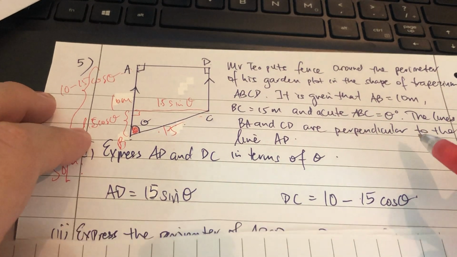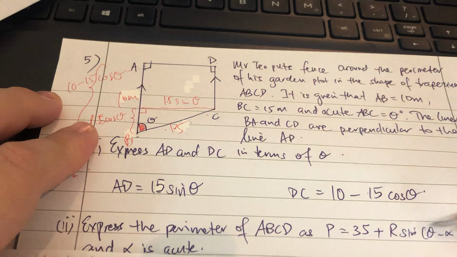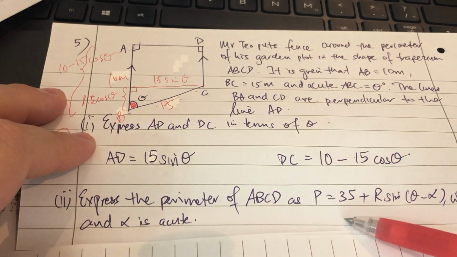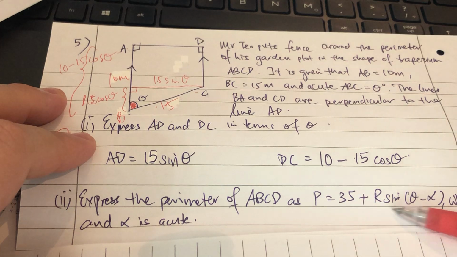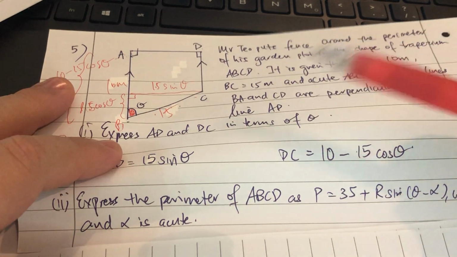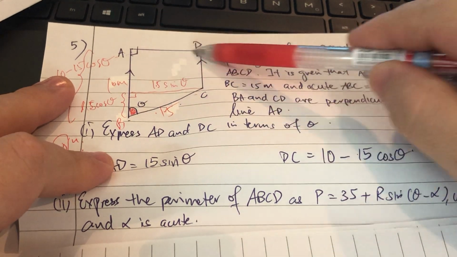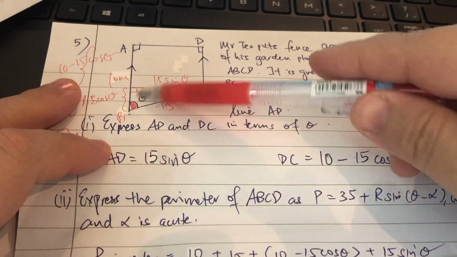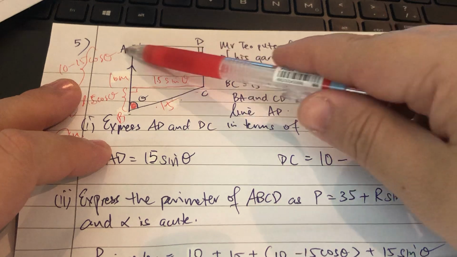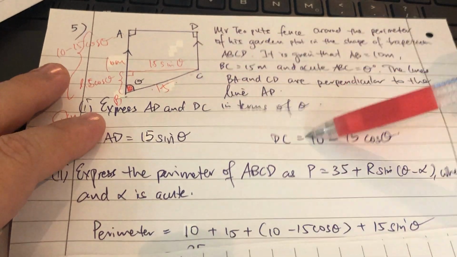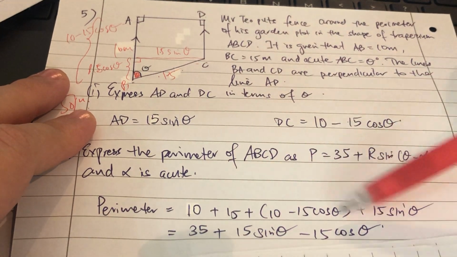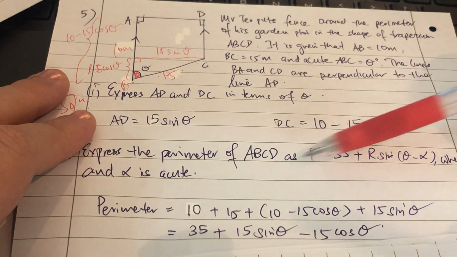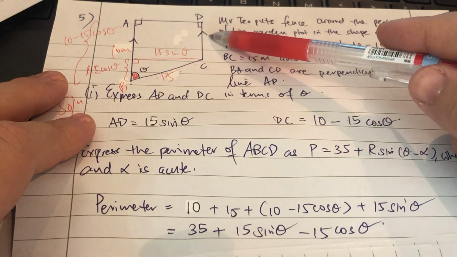Okay, and it turns out that this is a 'show that' formula question. Express the perimeter in this form. Okay, perimeter. Perimeter is AD plus DC plus this, right? So it's 10 plus 15 plus this plus this. That's why they ask you to find this. You see, they're guiding you. Now, when you add up all this, you will find that, oh yeah, there's a 35 here. If there isn't a 35 there, it means you must have made a mistake somewhere.